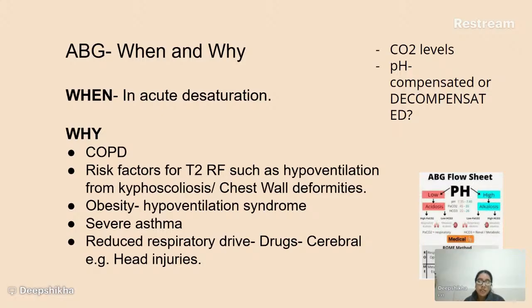Obesity hypoventilation syndrome as well can make you more at risk of type 2 respiratory failure, severe asthma as well, drugs that can cause your respiratory drive to reduce, and any kind of cerebral causes such as head injuries, causing that respiratory drive to reduce and you to essentially not blow off all that CO2 that you normally would. Two things to look for in an ABG: CO2 levels and your pH. Is it compensated or is it decompensated?